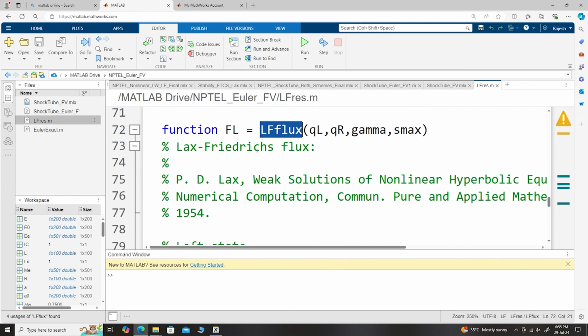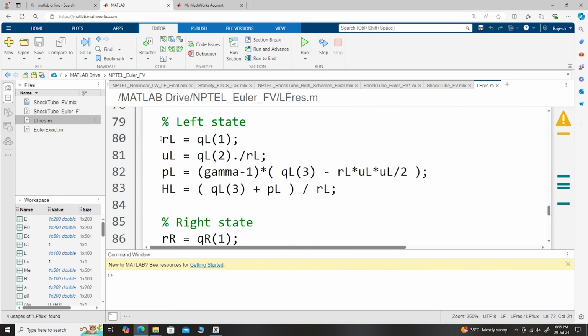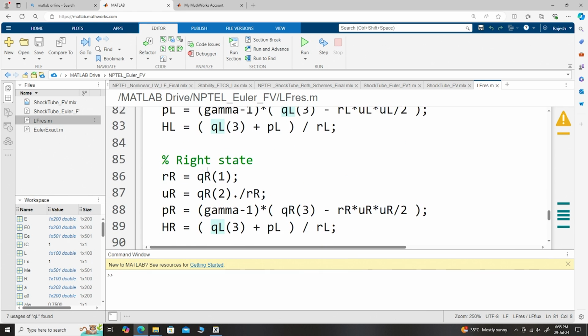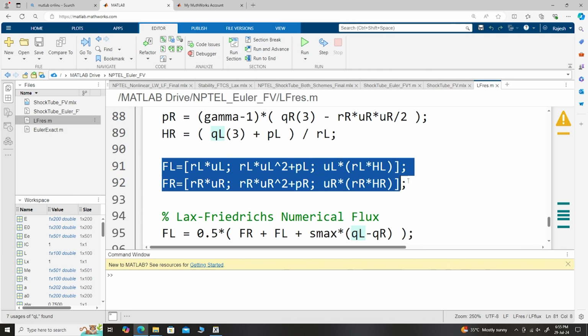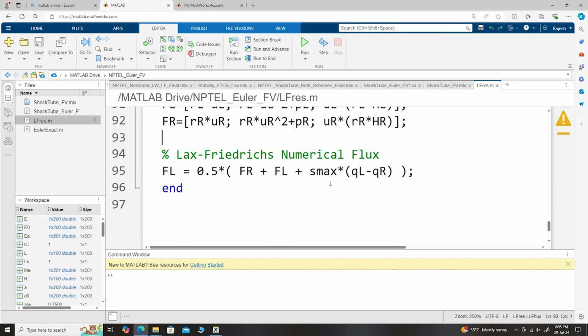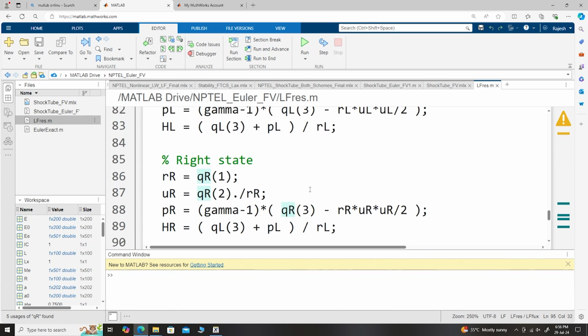So, this is the Lax-Friedrichs flux. You know the conditions at left and right. These are the reconstructed solutions at the face. This is QL and so on, and these are the right state, and from that you calculate the fluxes, and finally, this is basically your C, delta t by del x, multiplied by QL minus QR. This is the typical Lax-Friedrichs scheme that we have been using.